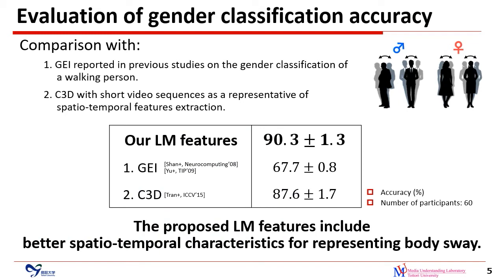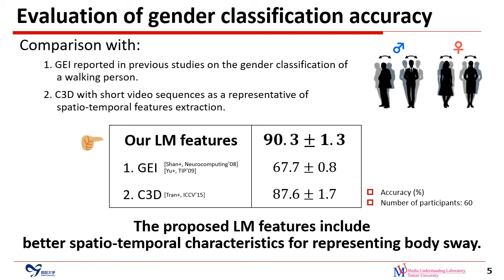We evaluated the accuracy of gender classification. We compared the accuracy of our method with 2 other methods. The first is GEI, reported in previous studies on the gender classification of a walking person. The second is C3D, with short video sequences, as a representative of spatial temporal feature extraction.